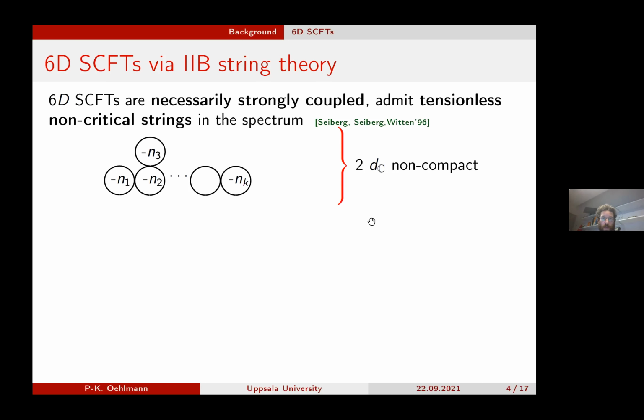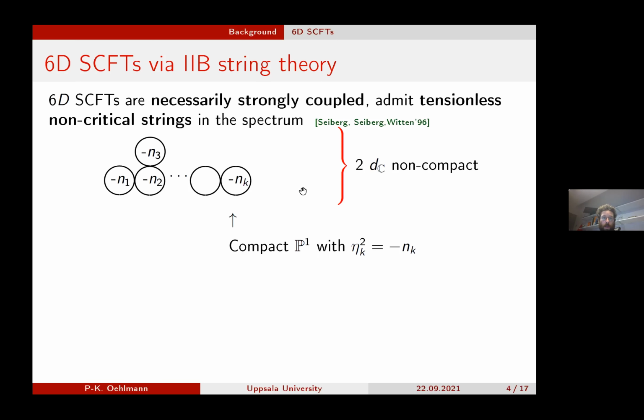So although we don't know the Lagrangian, we can engineer them geometrically, which is sort of the nice thing about string theory. And we do it by taking type 2B strings and compactifying them on such a complex two-dimensional base as is given here. And this base looks like a bouquet of P1s with a certain self-intersection.